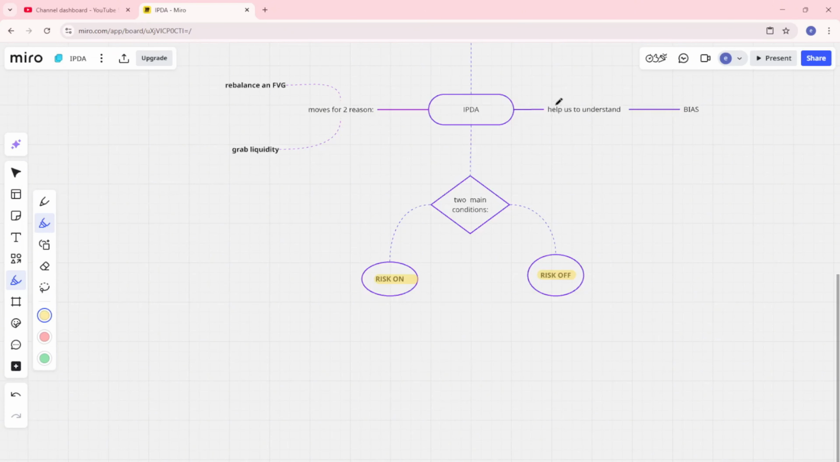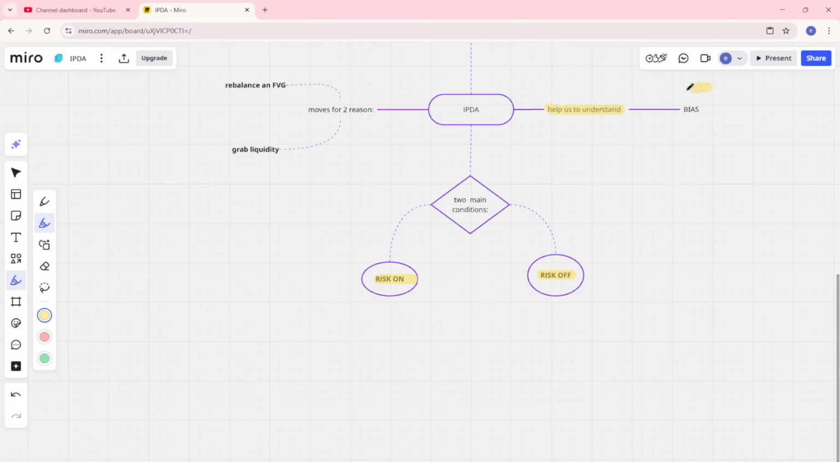IPDA also helps us to understand and define the bias. The bias is like the draw to liquidity. Take an example in a bullish bias. We say there is a bullish bias when we see bullish price movements that create new highs and leave a fair value gap. That is a concept that we will talk about in a future episode of the Trading Mastery series. And this is the general definition of what a bias is.